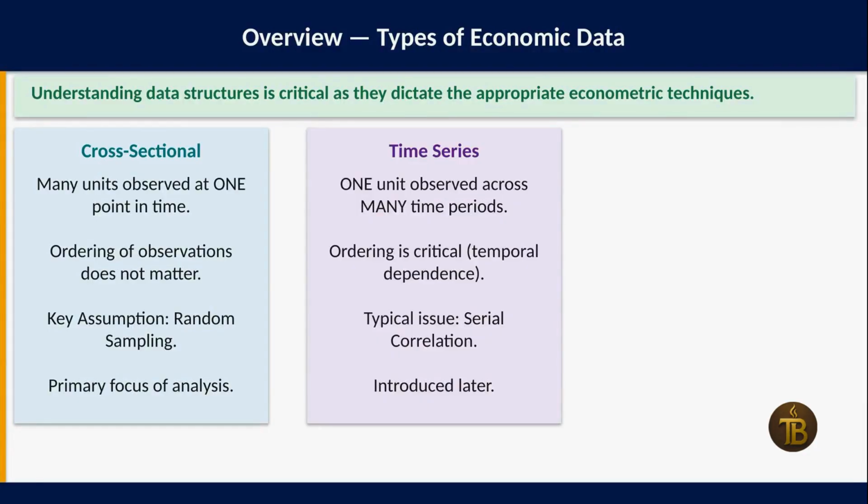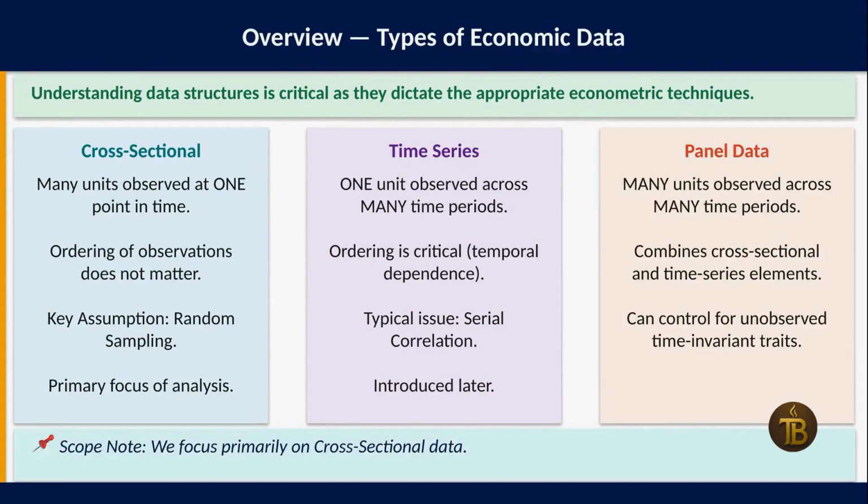Time series data is the opposite. It's one unit, say one country or one company, observed across many time periods. Here, ordering is critical because today's value can depend on yesterday's. This creates a typical complication called serial correlation, which we'll introduce in more detail later. Panel data combines both, many units observed across many time periods. It lets you control for unobserved traits that don't change over time, which is extremely powerful. For this course, though, our main focus will be on cross-sectional data.